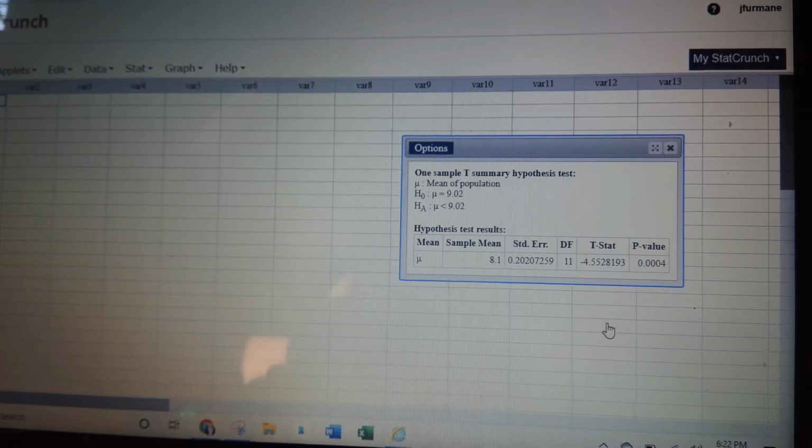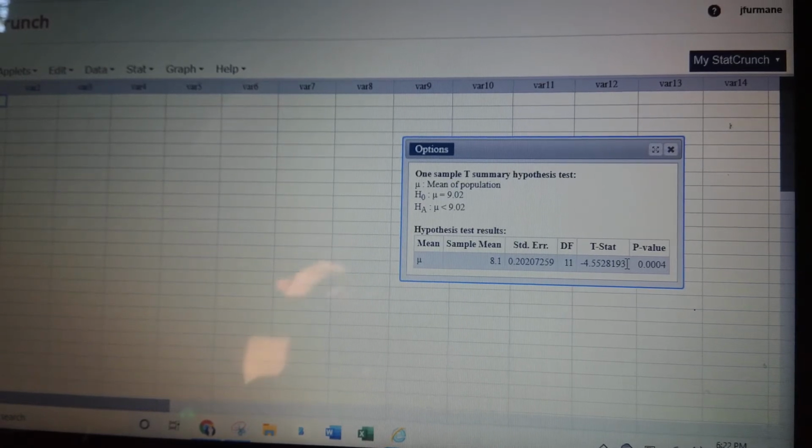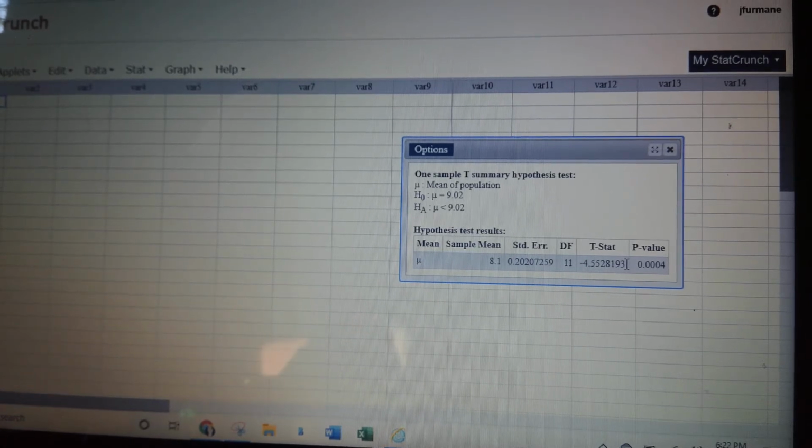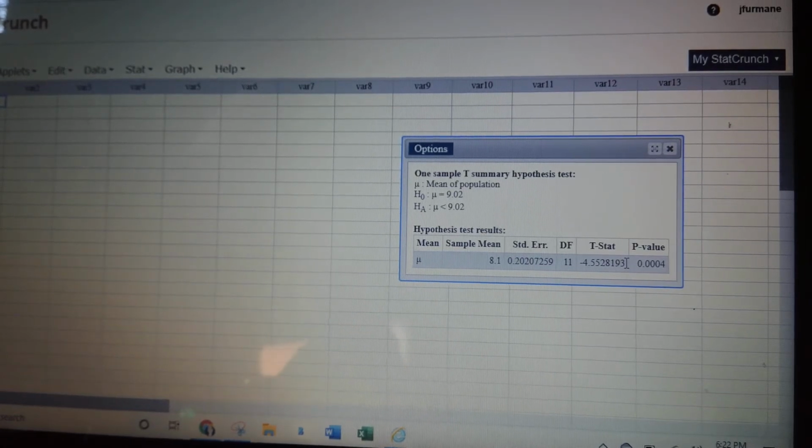And when we compute that, it automatically gives me my degrees of freedom. It gives me my t-test statistic, which is negative 4.55. We already found that. And it also gives me the p-value. We found that the p-value was less than 0.0005. In fact, it's 0.0004. Regardless which number it was, it wasn't going to matter because it's going to be less than my level of significance either way.